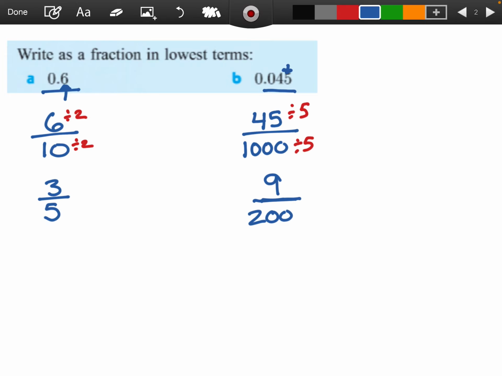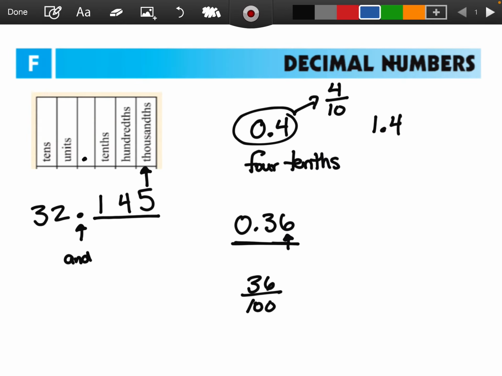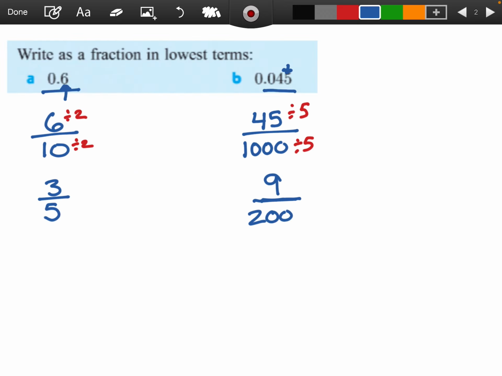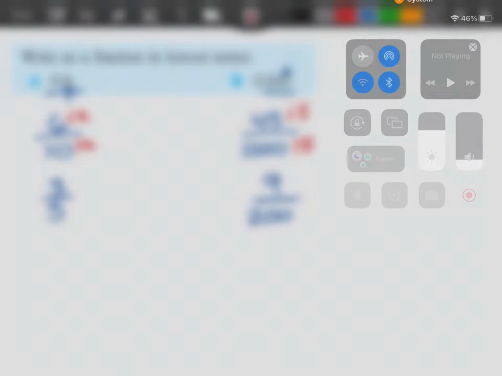So to boil it all down, you need to know your place value so that you know exactly what place your decimal is ending in. Is it the tenths? Is it the hundredths? Is it the thousandths? I could add in another row for ten thousandths, hundred thousandths, and so on. And so that will be your denominator: 10, 100, 1,000, and so on. And then your numerator is just the number that follows after the decimal. And then reduce it to lowest terms. And that's it for this video.